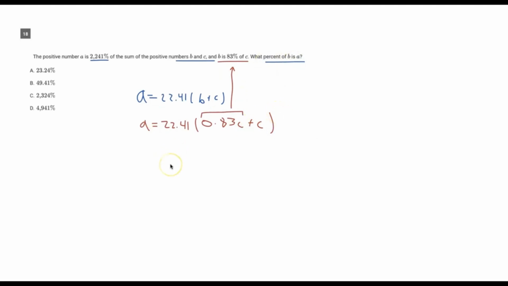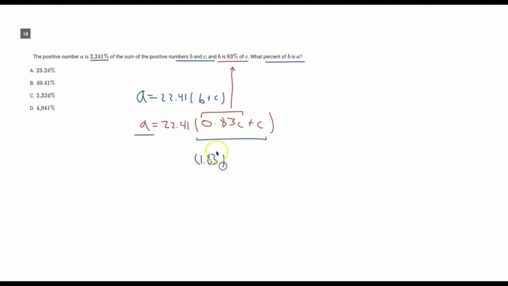So in this case, what we can do is just pick a random number for C, right? Because we have a missing variable C, but we need to determine what A is. So if we determine what C is, then we can find the value of A. So how we're going to do that is just plug in 1, right? Let's just use 1 for C. So in this case, this part right here would then be equivalent to 1.83.